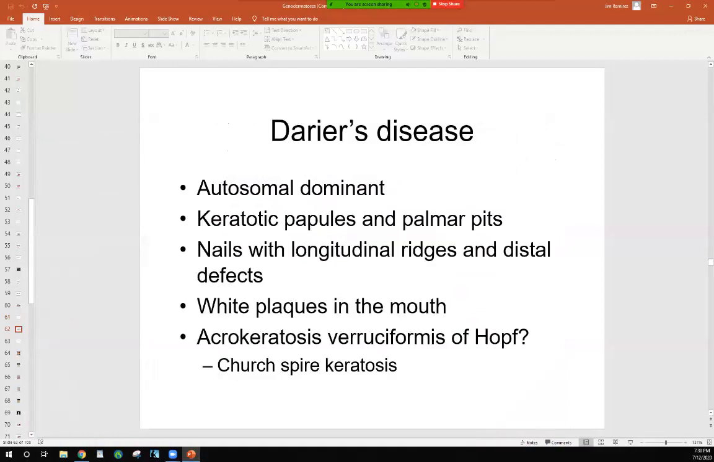All right, so now we'll move on to Darier's disease. Darier's disease: autosomal dominant, keratotic papules and palmar pits, nails with longitudinal ridges and distal defects, white plaques in the mouth, and acrokeratosis verruciformis of Hoff, which I put a question mark next to because it's a little controversial whether it belongs with Darier's disease or not, but we'll go ahead and talk about it. The histology is a little bit different from what we see in Darier's. It's more of this church spire keratosis. I'll show you the image of that.